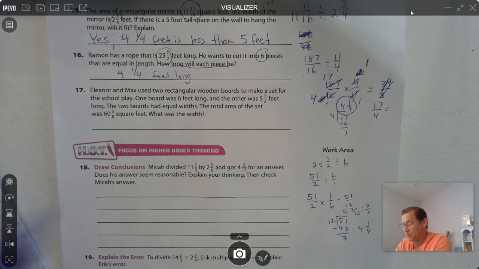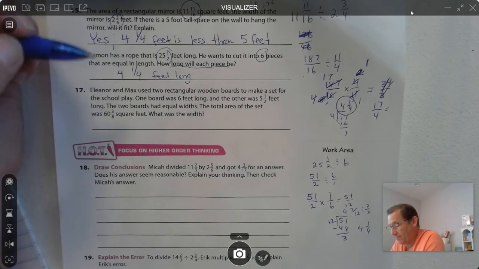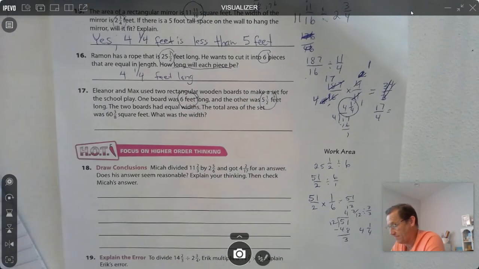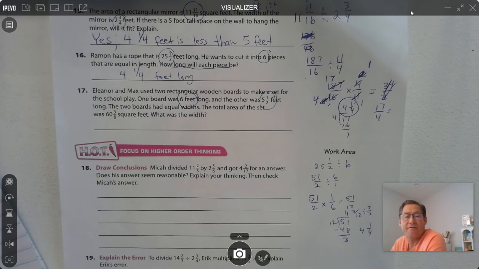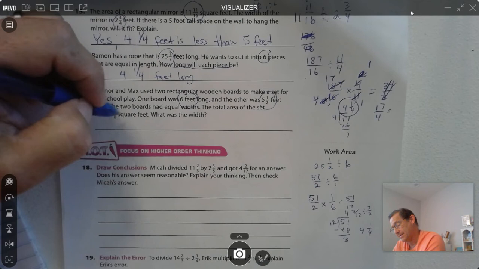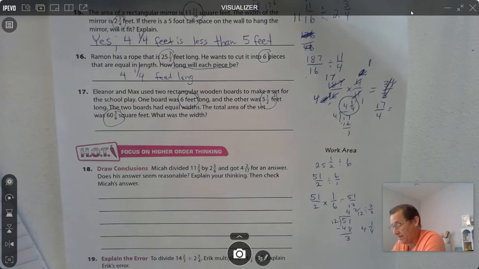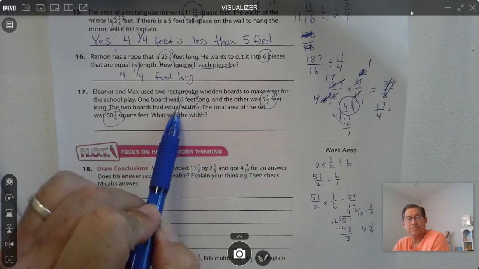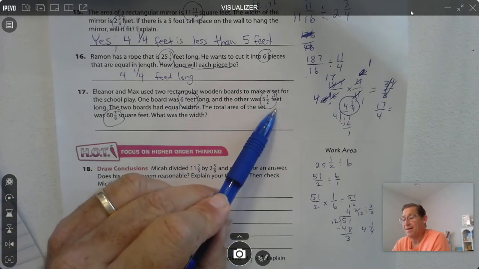17. Eleanor and Max used 2 rectangular wooden boards to make a set for the school play. One board was 6 feet long. The other was 5.5 feet long. The 2 boards had equal widths. The total area of the set was 60 and 3/8 square feet. What was the width? Okay, so they gave us the length, right? So 6 plus 5.5, that's 11.5.